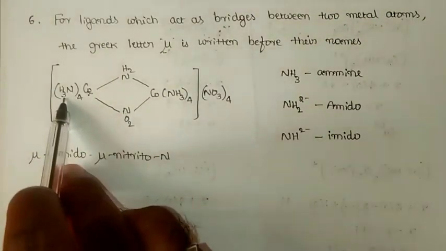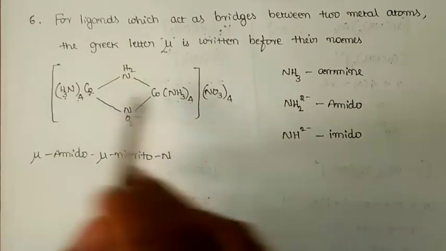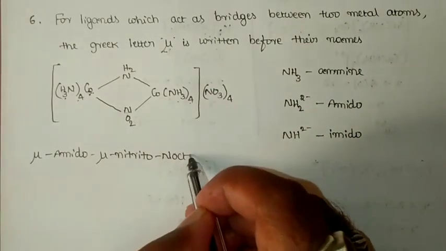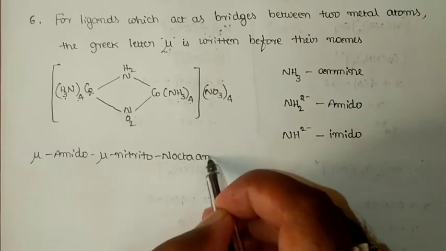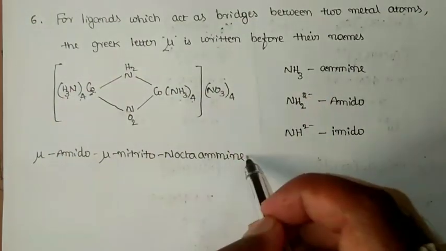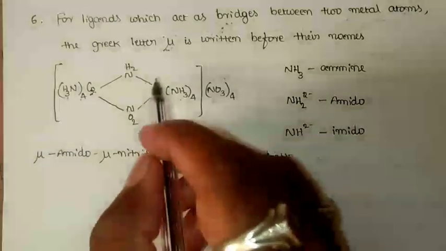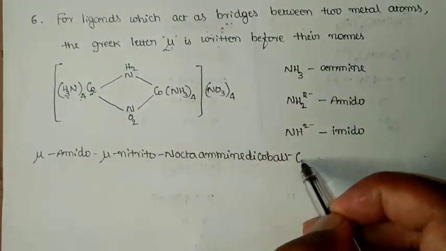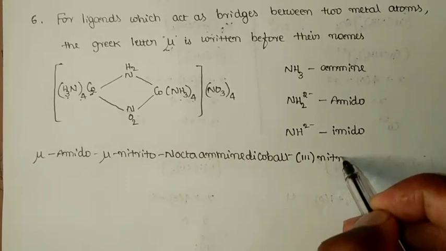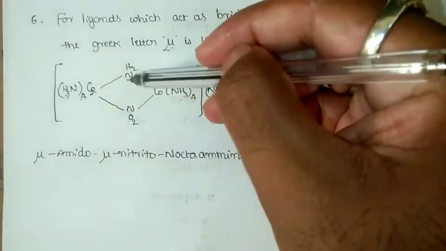Then we have to go with the other ligands present. The other ligand present is amine. So 4 plus 4, totally 8 are there, so octaamine. Then there are 2 cobalt atoms, so it will be dicobalt, and the oxidation state of cobalt is 3 plus, so 3, and the ionic sphere is nitrate. So that is the name of this particular compound which is having the bridging ligand.